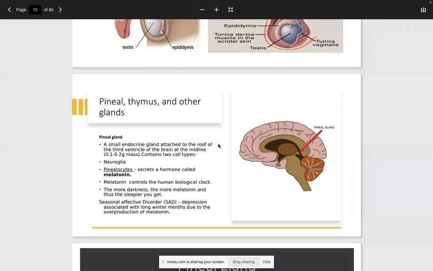This is a very small endocrine gland. It's attached to the roof of the third ventricle. Don't have to know where that is. This is just going to be an anatomical location within the brain.